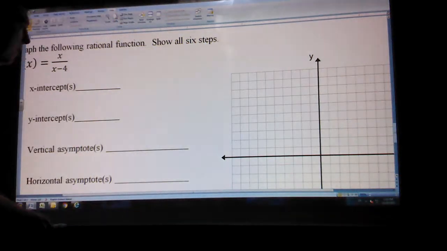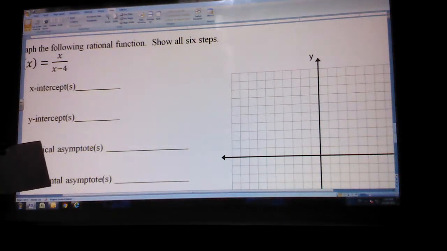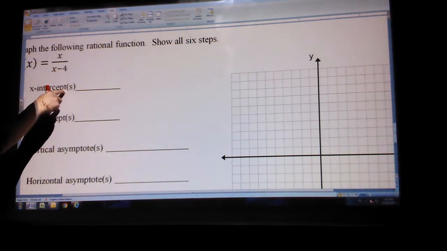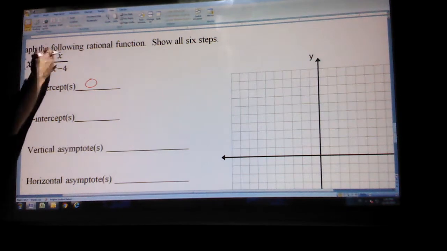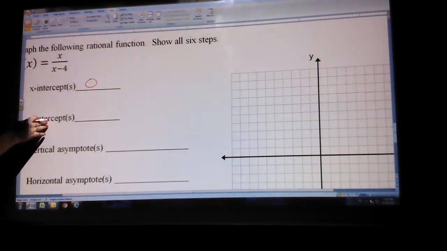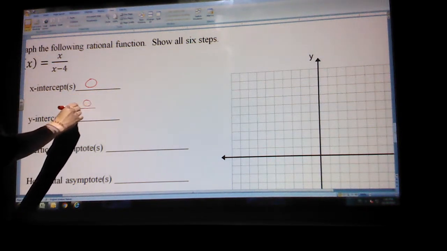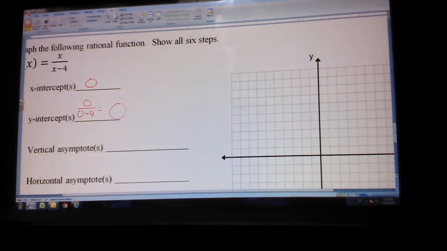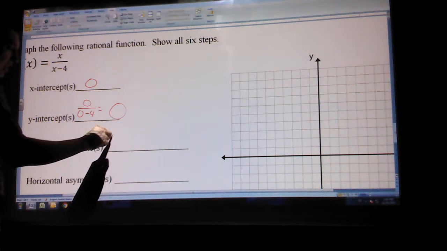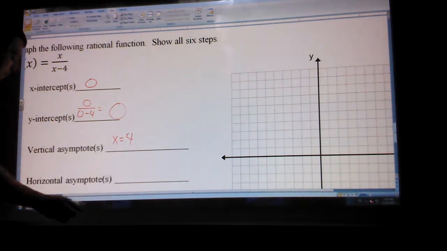Show all the steps. First thing you need to do is check to see if I can factor and cancel. Nope, I'm not going to be able to factor and cancel. There is no hole. So, x-intercept. When will the numerator equal 0? At 0, when x is 0. Y-intercept. I plug in 0 for x. 0 over 0 minus 4. That's going to end up being 0. Vertical asymptote, when does the denominator equal 0? That's at x equals 4.